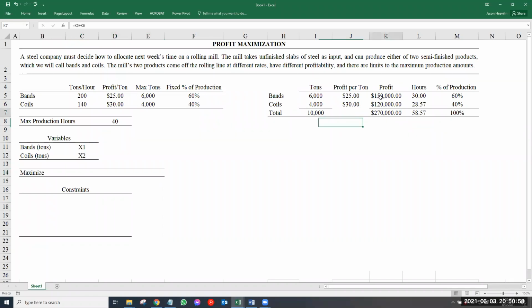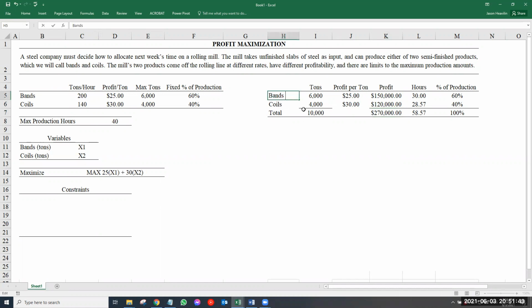Now, we know the profit is calculated by this times this, and then this times this, and then we add them together. So the way you would write it is max, the $25 that we have there, times X1. So bands is X1 now, plus the $30 profit that is being multiplied by the tons of coils, which is X2. And that's the idea. This times this, and this times this, then add it together. We want to maximize that. That's how you express that intent.